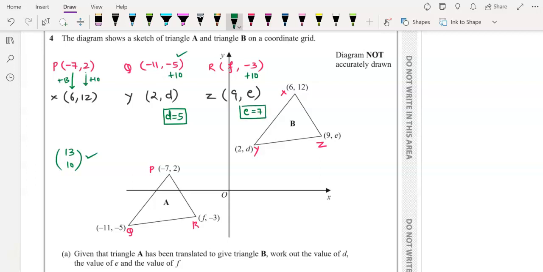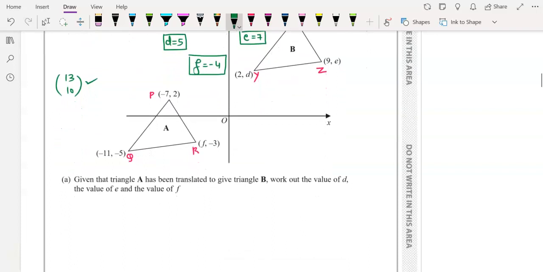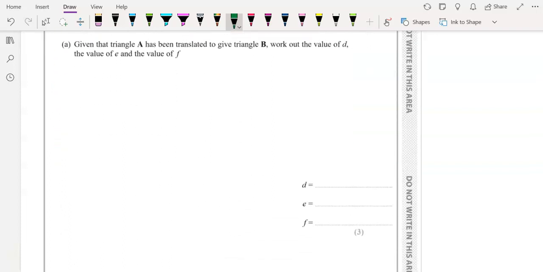Now we are left with the value of F, point R. Now, it was translated 13 units. So which number plus 13 gives you 9? So you will get negative 4. So value of F is negative 4. So minus 4 plus 13 will give you 9. So the three values are 5, minus 4, and 7. So you can write down the values here. So value of D is 5, E was 7, and F was minus 4.